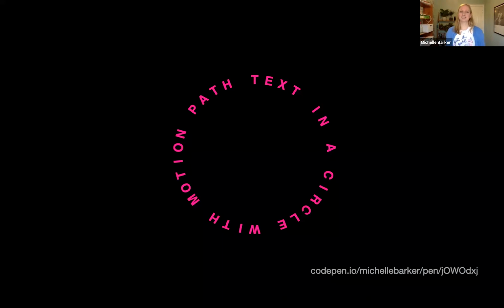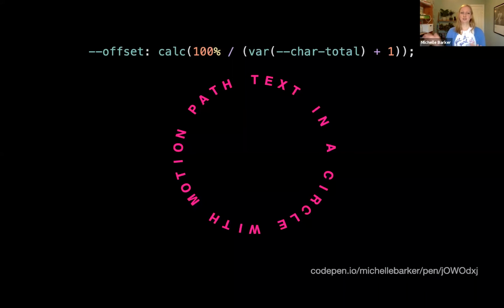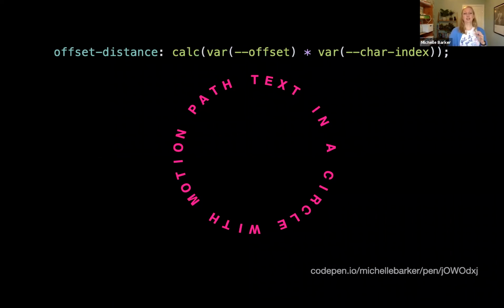So we could position our text around a circle using offset path, for instance. And we could, of course, place text around a circle using transforms, but the difference here is the text remains selectable, which is pretty cool. So we're dividing the path length by the number of characters plus 1, which is in case we want a space after our text ends. And that gives us the offset value for each character. And then in our offset distance property, we can multiply that by the character index and use that for our offset distance property value. So that means that even if we change the length of our text, it will still fit the circle.